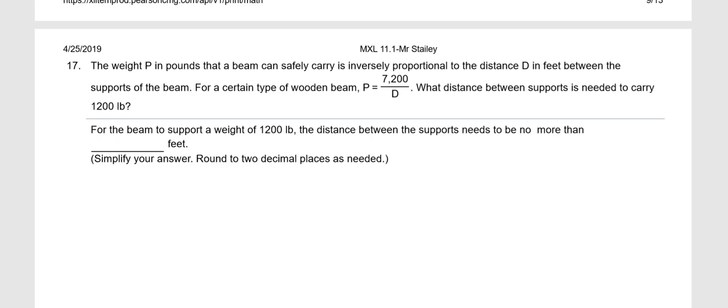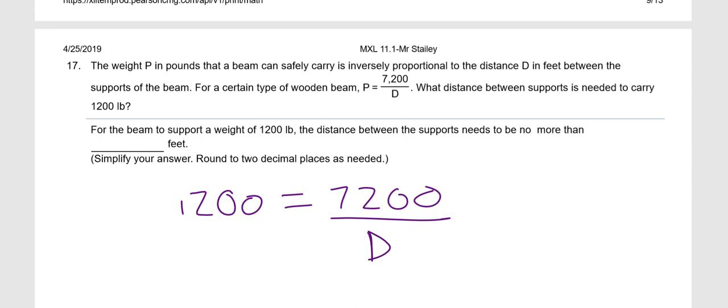So stay with me. The weight in pounds that a beam can safely carry is inversely proportional to the distance d in feet between the supports of the beam. This is true for all types of substances where we're trying to support. It could be a bridge, could be a floor of a building, for a certain type of wooden beam. The number of pounds is equal to 7,200 divided by the distance. What distance between supports is needed to carry 1,200 pounds? So 1,200 pounds, we need to solve that for D.